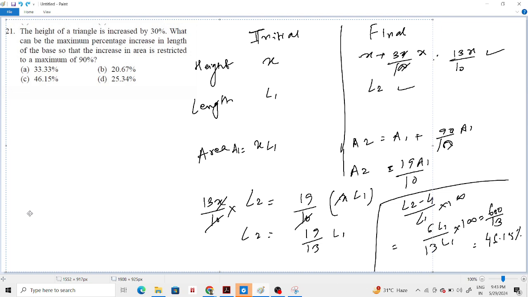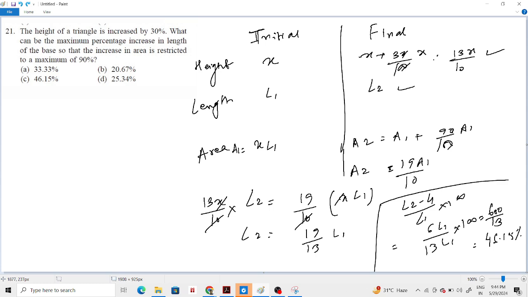Okay, did you understand? Did you understand this, Nijadri? Any doubt? So this A2 is A1 plus 90%. That means that is restricted to 90%. That is why it is increasing like that. A1 plus 90% of A1, right?